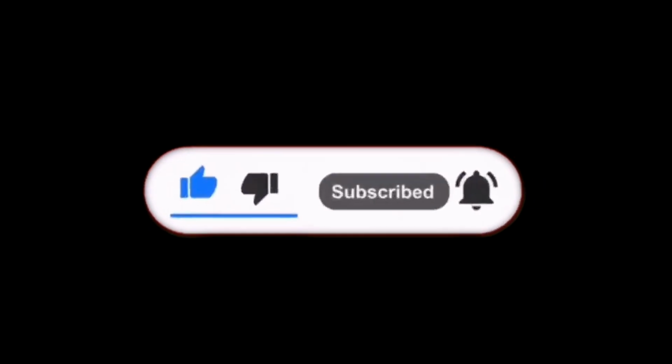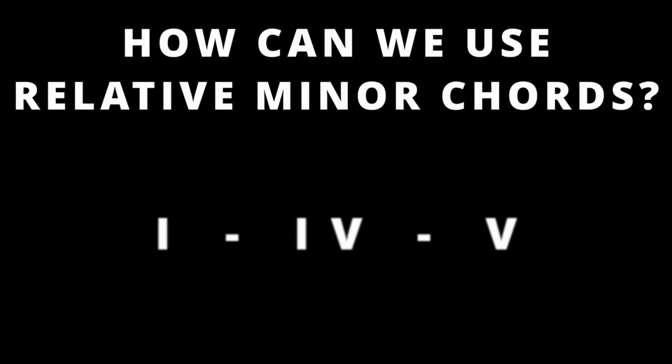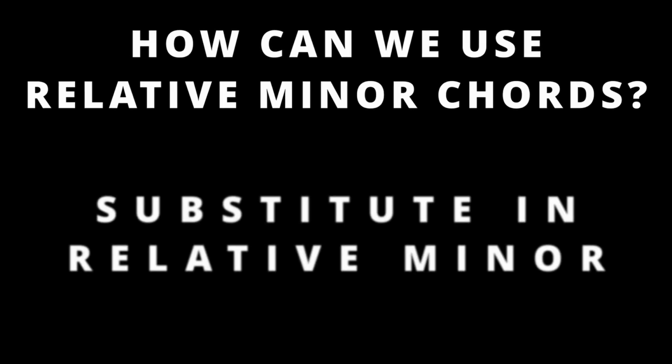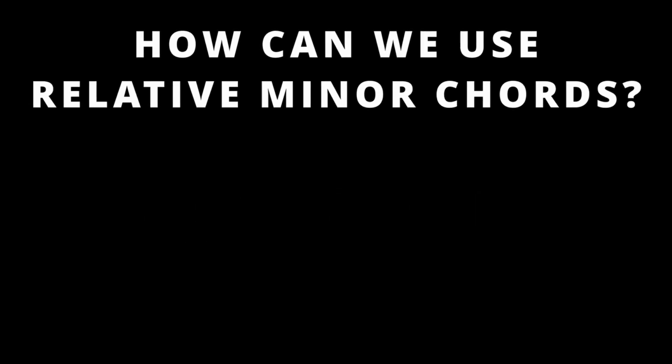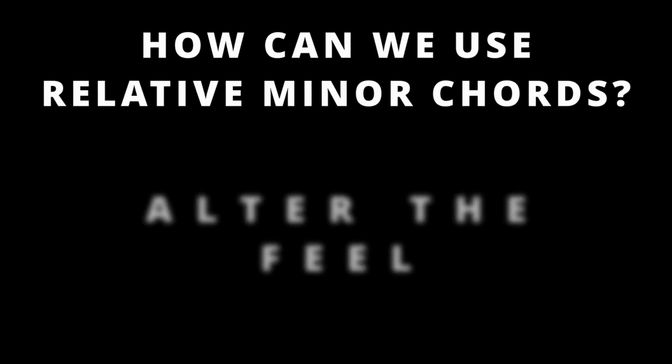And keep watching to learn ways we can use relative minor chords. We now know what relative minor chords are, but how can we use them in chord progressions? The simplest method is to take an existing 1, 4, 5 progression you may have and substitute any of the chords with its relative minor. Because they are so close in notes, it will not sound out of place, but it will alter the feel.